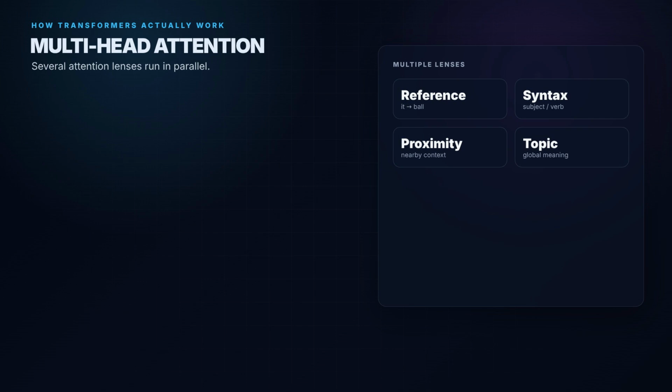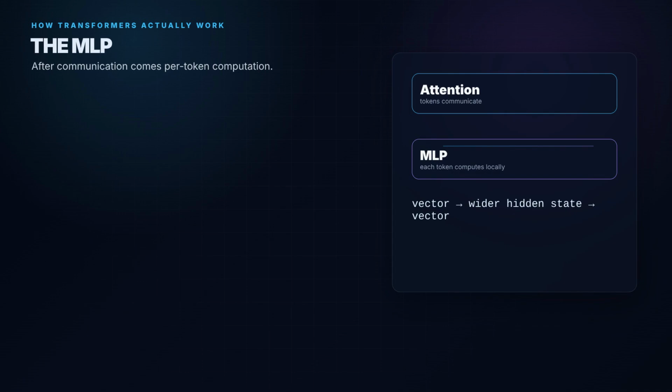Each head has its own learned query, key, and value projections. Each produces a context vector. Then those outputs are joined and projected back to the model's normal vector size. After attention, tokens have exchanged information. Then comes the feed-forward network, often called the MLP. This step is applied to each token independently. No token talks to another token here. Each token processes the information it already gathered.